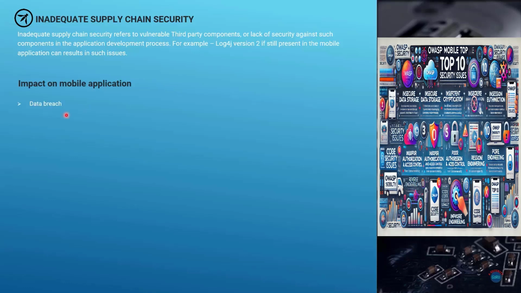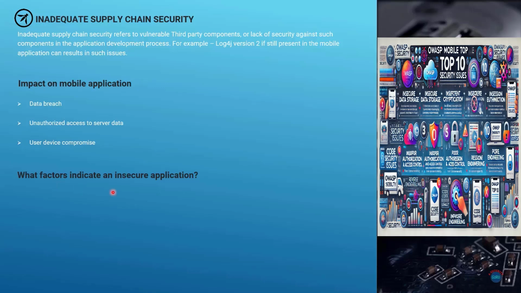Let's see the impact of vulnerability in mobile application. There can be data breaches that can happen because of vulnerable third-party components in your mobile application. Then there can be unauthorized access to server data because of this vulnerability. And also your user device might get compromised because of vulnerable third-party components and because of inadequate supply chain security.